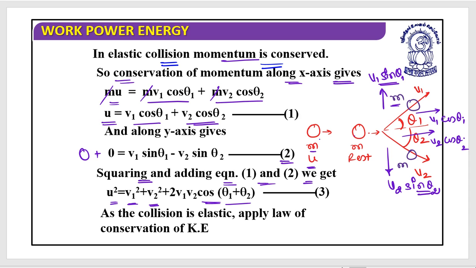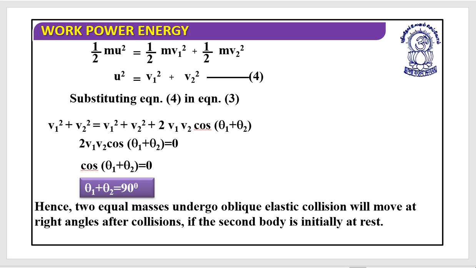And we understood that as the collision is elastic, applying the law of conservation of kinetic energy, half m u square could be written as half into m into v1 square plus half into m into v2 square. So the m goes, and the 1 by 2 also cancels. So u square is equal to v1 square plus v2 square. This is relation number 4.